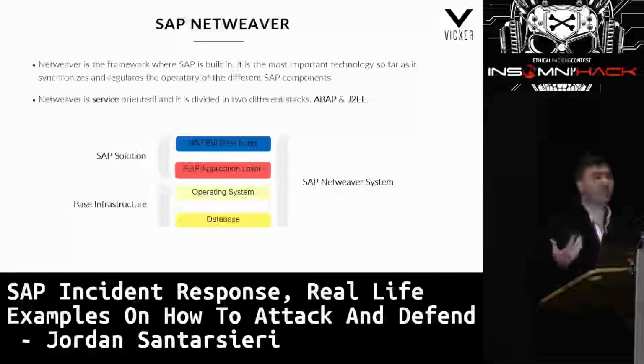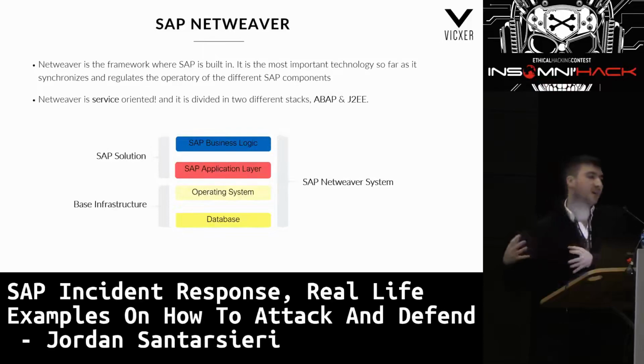So what is this NetWeaver that I keep mentioning? NetWeaver is the framework that SAP is built on. It's one of the most important technologies in the SAP world. NetWeaver is service-oriented, meaning that it will have different protocols that, by the way, in the SAP world, actually in the ERP world, is very, very common that you have to work with proprietary protocols. Nowadays, the trend is to try to go to more standards, but you will still find tons and tons of proprietary protocols. Think about it. They started in 1972, so they have a lot of legacy stuff still there.